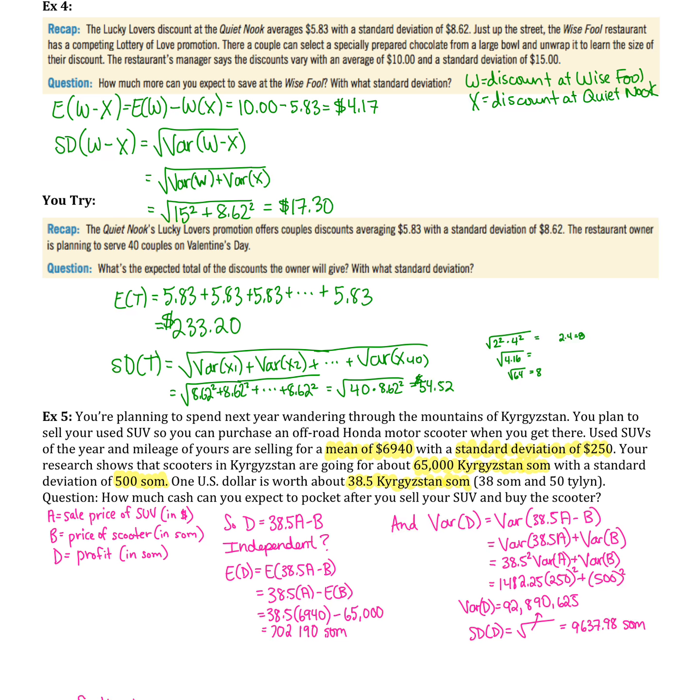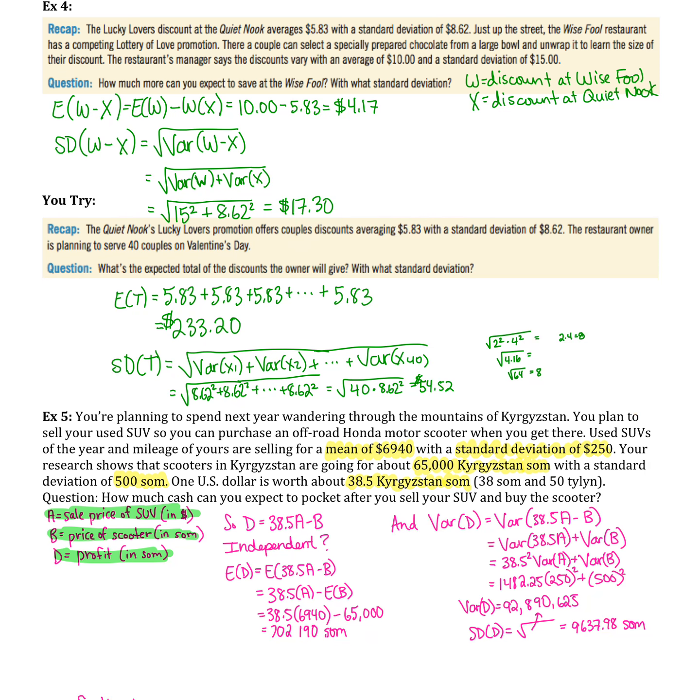And the question here is about profit. So I would need to convert the price of my SUV to SOMs, and then I'm going to subtract what the scooter cost me, and see what I profit. So we have defined some variables here. We said let A equal the sale price of the scooter, let B equal the sale price of the SUV, let B equal the actual price of the scooter, and let D equal our profit.